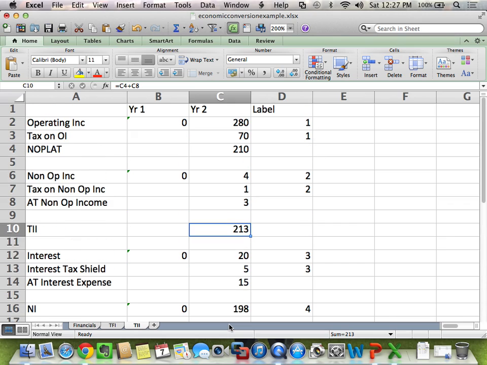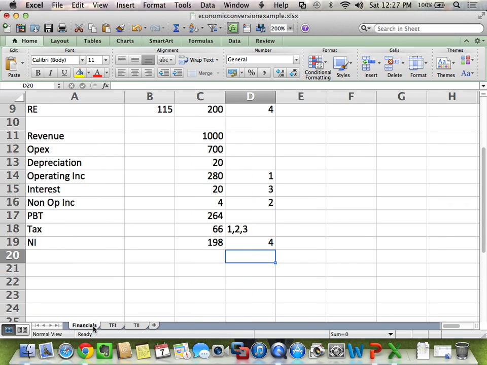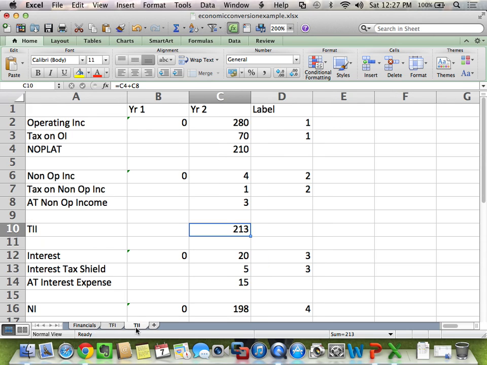Now, let's talk about taxes. How much in taxes did this company originally pay? 66. How much taxes do they pay in operating activities? 70. How much taxes do they pay in non-operating activities? 1. What's 70 plus 1? 71. How much taxes did they save by having debt in their capital structure? 5. What's 71 minus 5? We still end up with the same taxes.